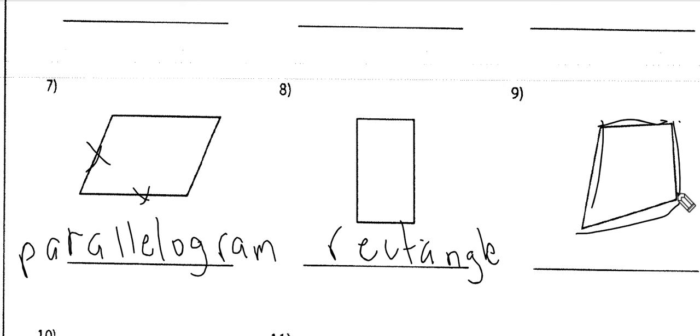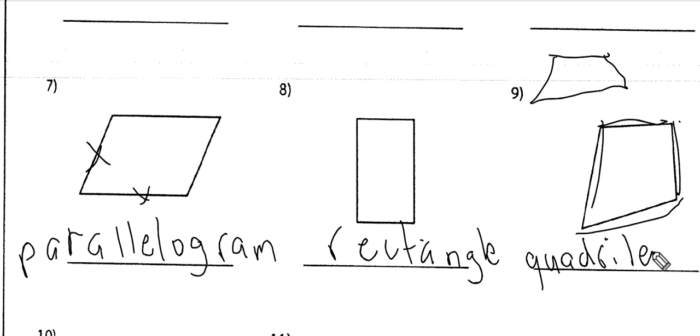It's just a trapezoid looks like this. If it doesn't look like a square, if it's not a parallelogram, where it has 2 pairs of sides that are parallel, and if it doesn't look like a square or a rectangle, it's just a quadrilateral. It's just a shape with 4 sides. Quadrilateral.